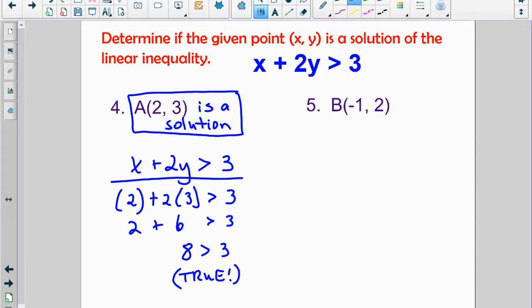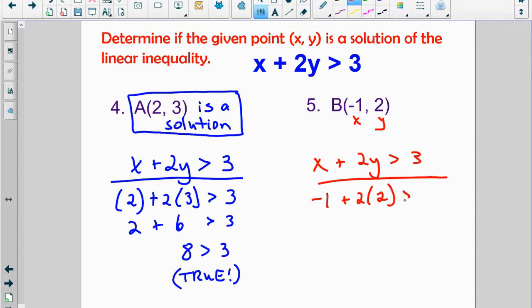For B, let's do the same thing. Start with our inequality, x plus 2y is greater than 3. We're going to use substitution to substitute our values of the variables. x is negative 1, y is 2. So we get negative 1 plus 2 times 2 is greater than 3. I make sure to follow PEMDAS and multiply first. 2 times 2 is 4. And when I add those together, negative 1 plus 4 is 3.